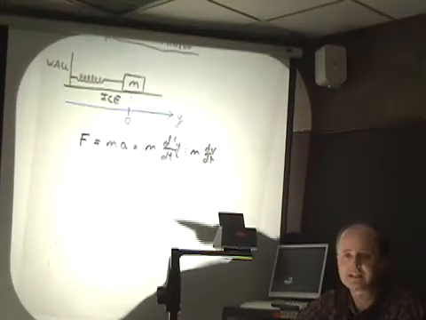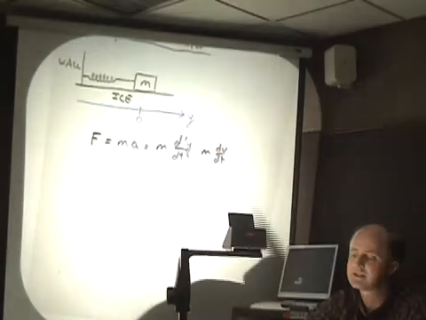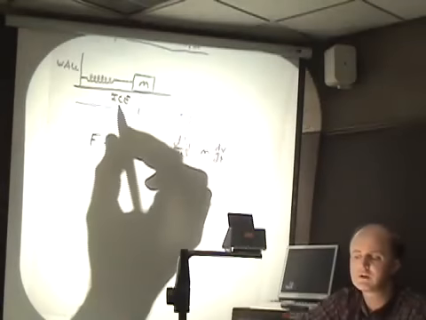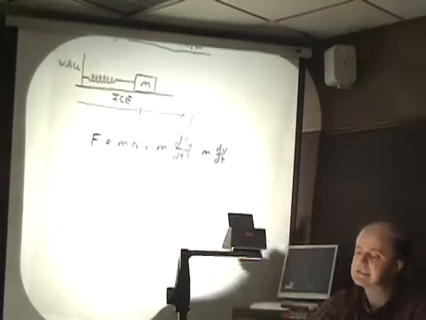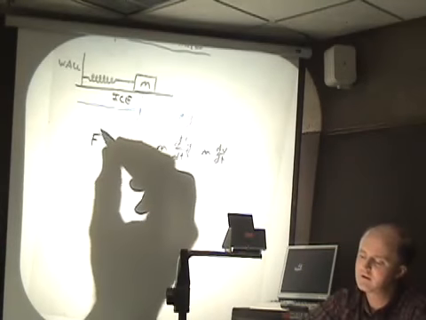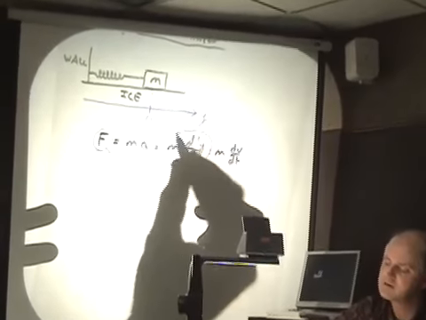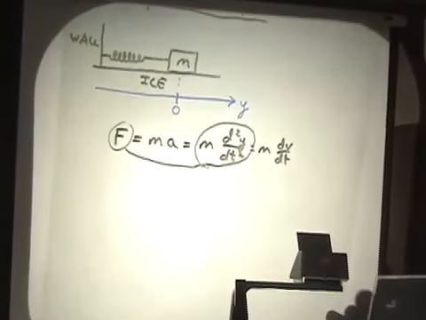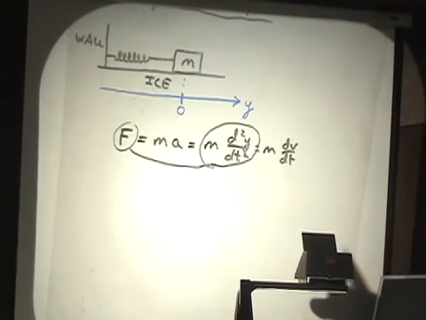Two ways to have a negative acceleration: if you're moving to the left and speeding up, that's a negative acceleration, or if you're moving to the right and slowing down. Those are both negative accelerations. The velocity is decreasing. So that's one fundamental equation we need, that the force is the mass times the second derivative of the position with respect to time.